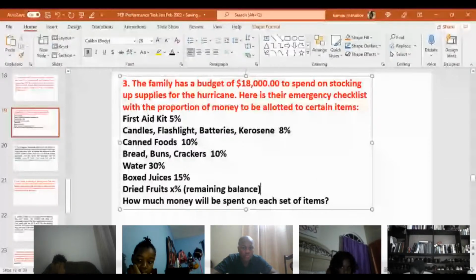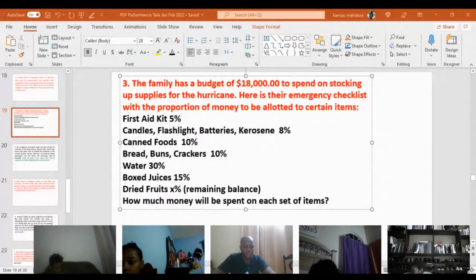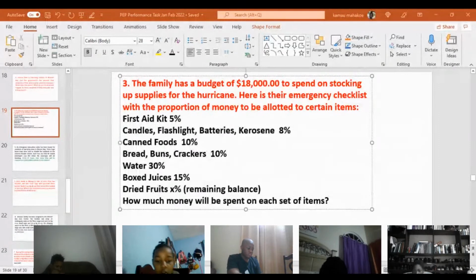So work out how much money would be allotted to each set of items. Let's start with the first aid kit. How much money are they planning on spending on items for the first aid kit? Miss, it would be 900, because it would be 5 over 100 times 18,000, and you get 900. All right, so Jerry's saying $900 as well. And Jerry has already found X, so let me hear what other persons are saying first before I tell you what Jerry's saying. Do we all agree that for the first aid, it is $900? Does anyone have any other answer for first aid?